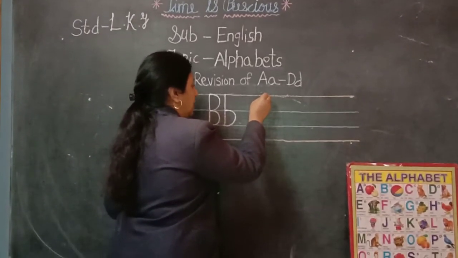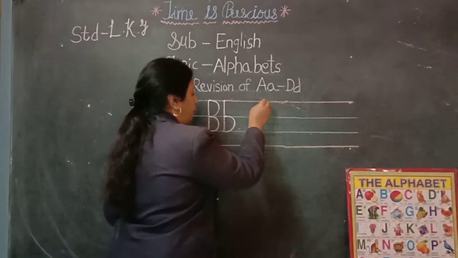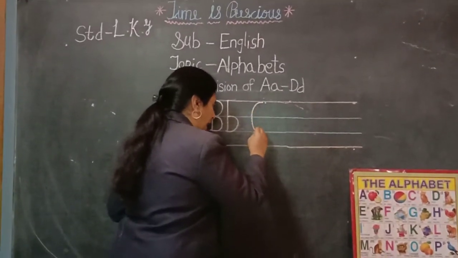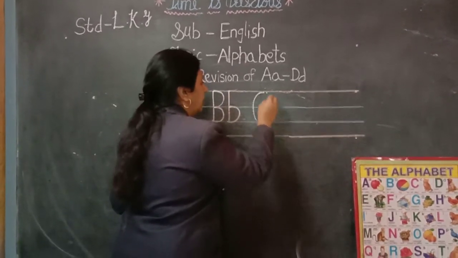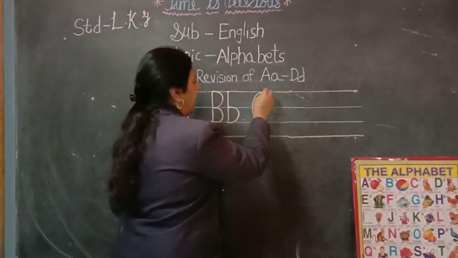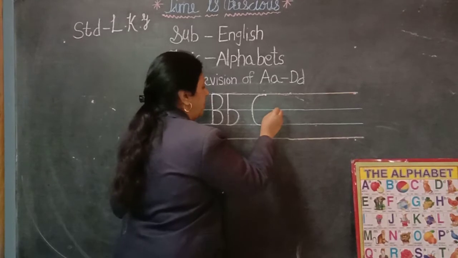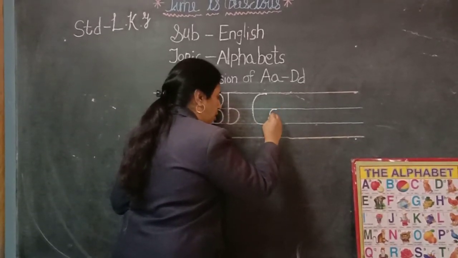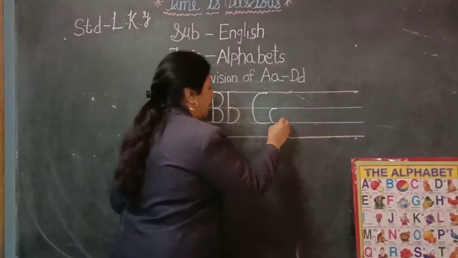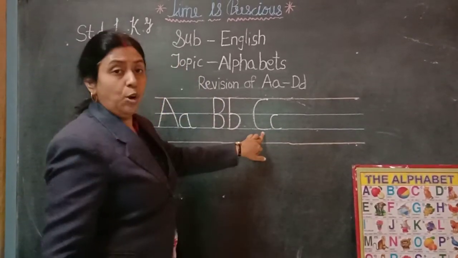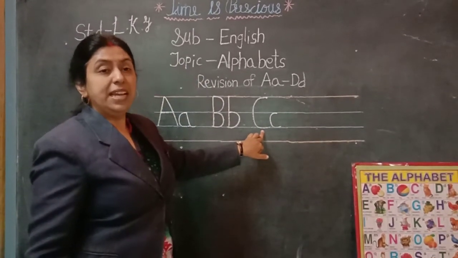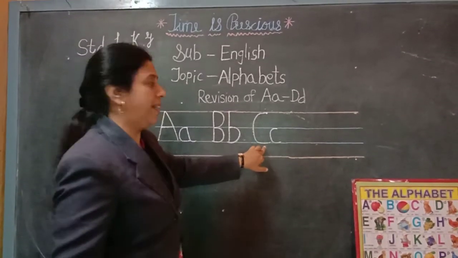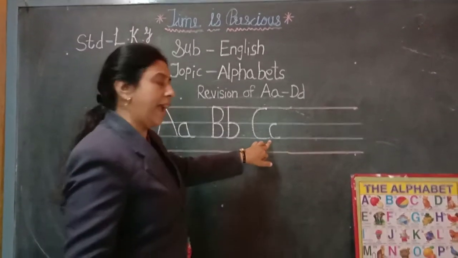Now look here. Capital C. Make a big curve from the red line to the second blue line. Capital C. And small c, from the first blue line to the second blue line. C sounds K. C for cat.